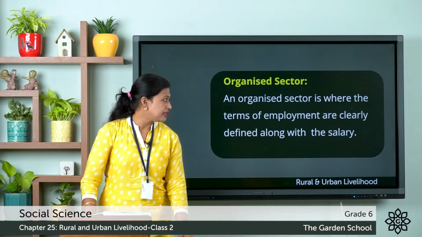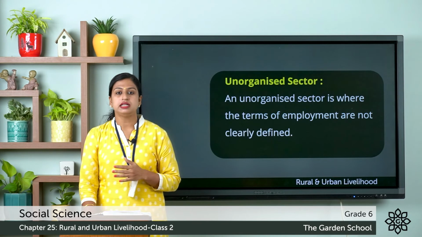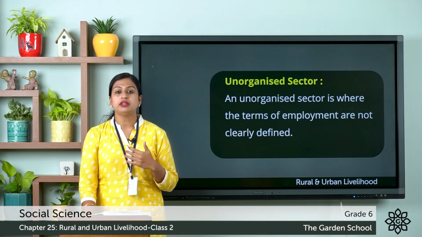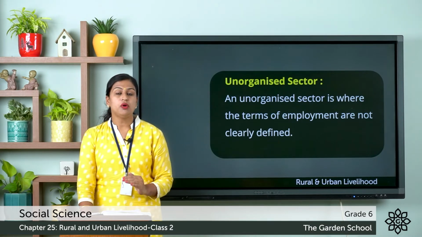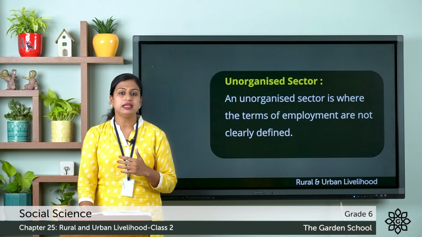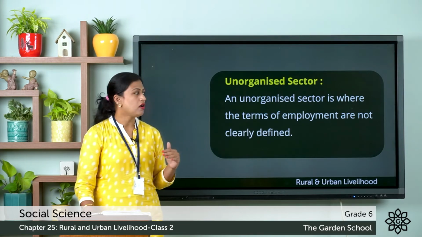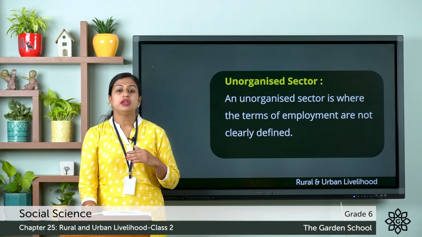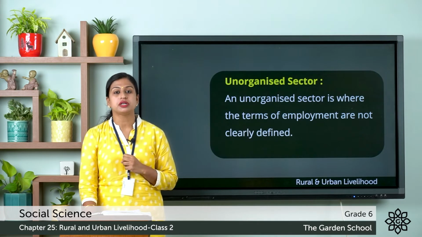Whereas in the unorganized sector, the terms of employment are not clearly defined and they may be asked to leave the job without any reason or proper notice. Also, there are no benefits provided to them in case they fall sick or are on leave in the case of the unorganized sector. Therefore, we can say that the rural sector and the urban sector are connected to each other.